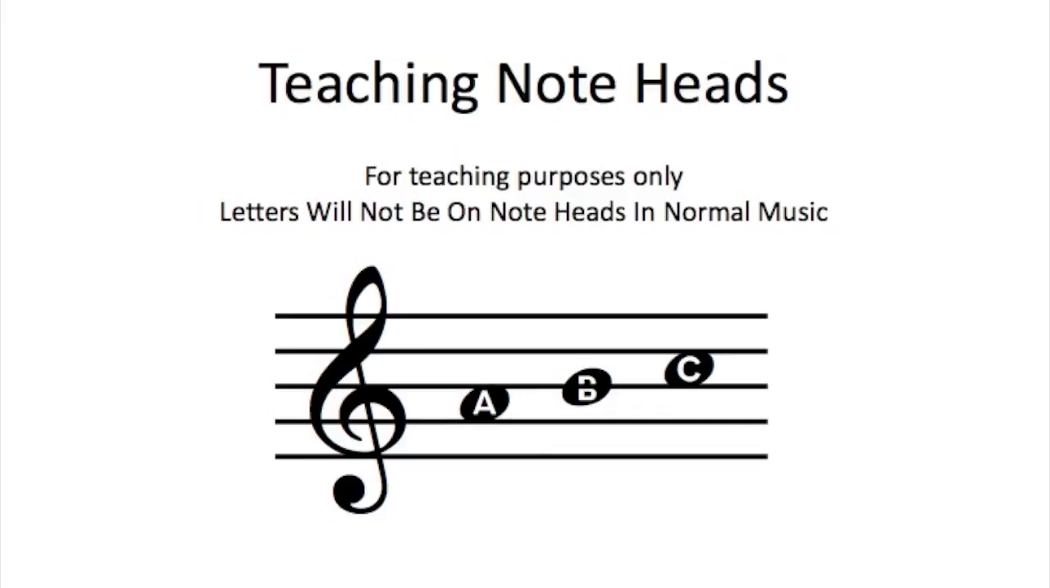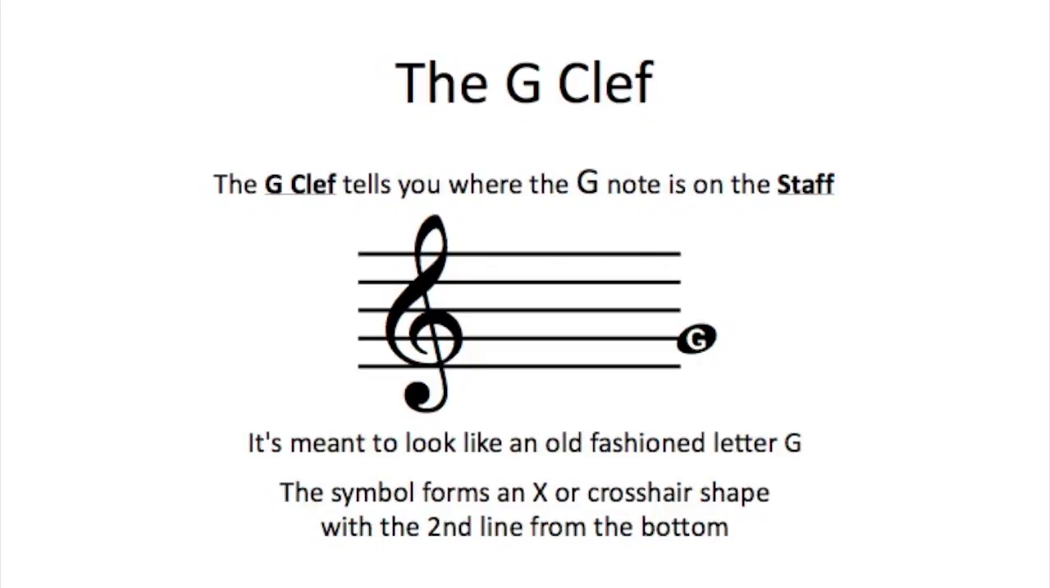In order to know which letter the notehead represents, we have to start with what is known as a clef. This is the G Clef. The G Clef is a symbol that is supposed to look like an old-fashioned letter G. The G Clef tells you where the G note is on the staff.